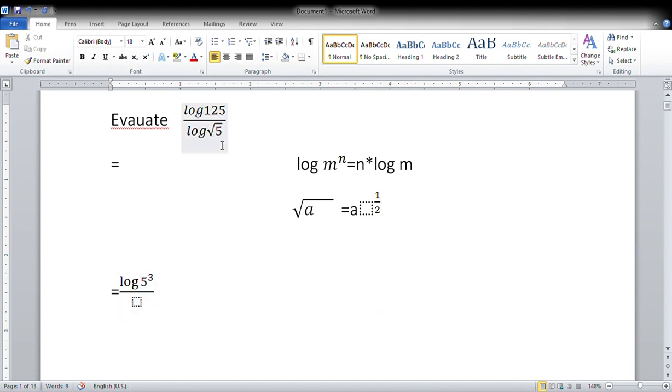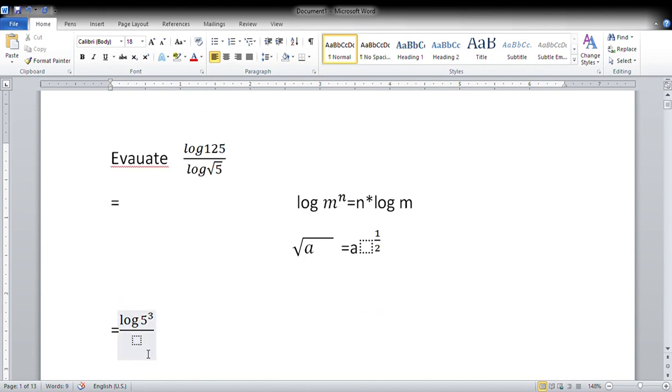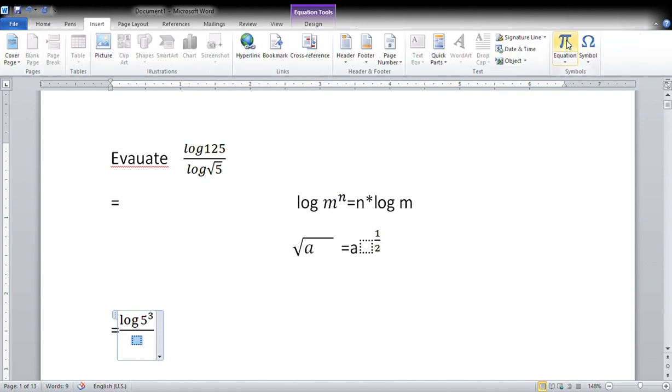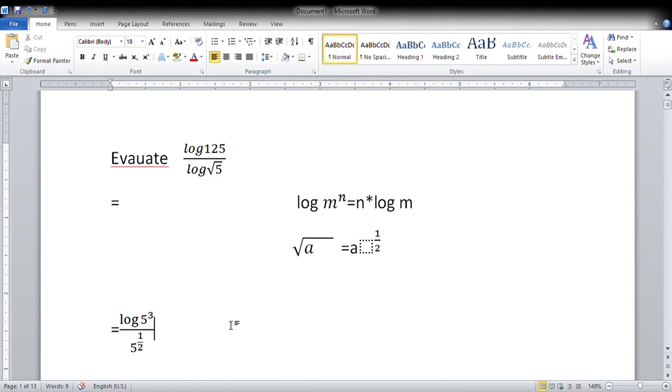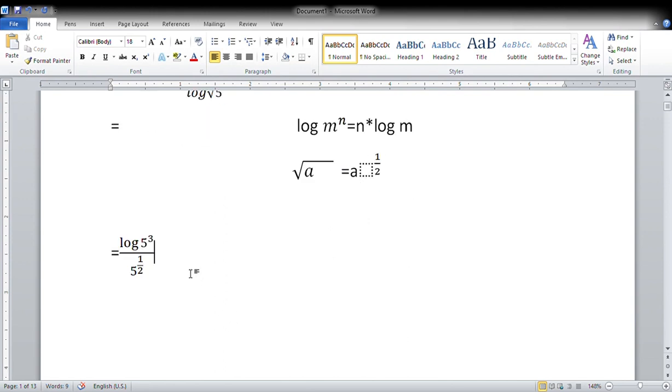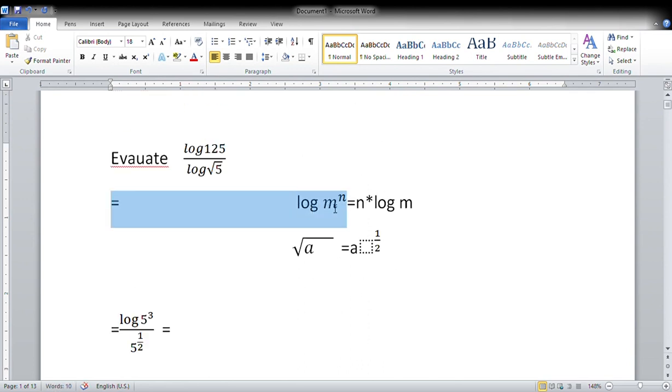And the same thing is happening here: root 5 is given, so we can write it as 5 to the power 1 by 2, right? 5 to the power 1 by 2. So from this problem, again we come to this equation.